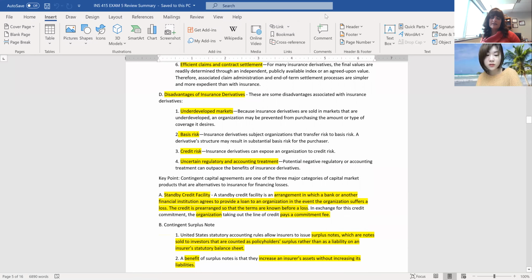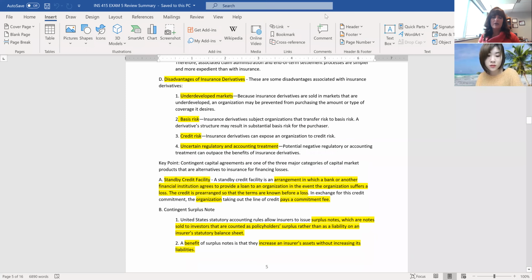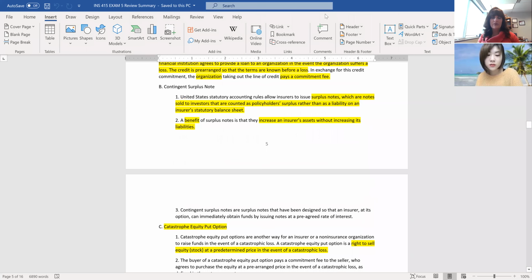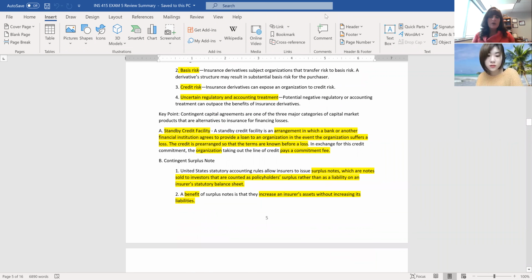I'm going to jump into contingent capital arrangements. So there's three different types. There's standby credit facility, a contingent surplus note, and then the catastrophe equity put option. The standby credit, this is where you actually get a bank or some other financial institution to agree in advance to give you a loan before you have a loss. So you agree up front, if I have a loss and I need to borrow money, I know what interest rate I can get, I know how much money I can get, and it's prearranged. And you pay a commitment fee for that, guaranteed. So they get some money just by holding the monies aside and leaving some reserve for you.